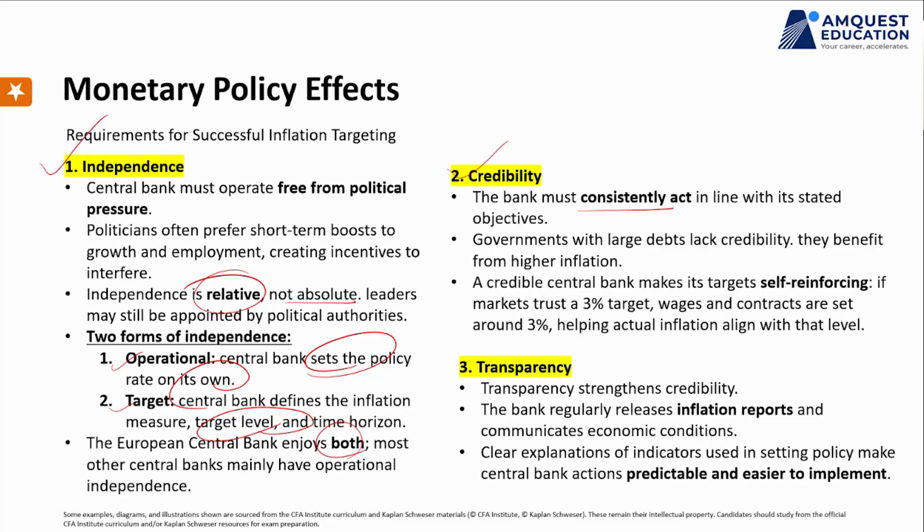Credibility. The banks must consistently act in line with what they set out. They have to make sure that they're credible. What they said they'll do should get done, right? And that is credibility. If the bank does not control the inflation, debts are going high, then they lack credibility. Then you never know what will happen. So that credibility is very important. Okay. A credible central bank makes its targets self-reinforcing. Clear? So targets are met when the credibility is high.